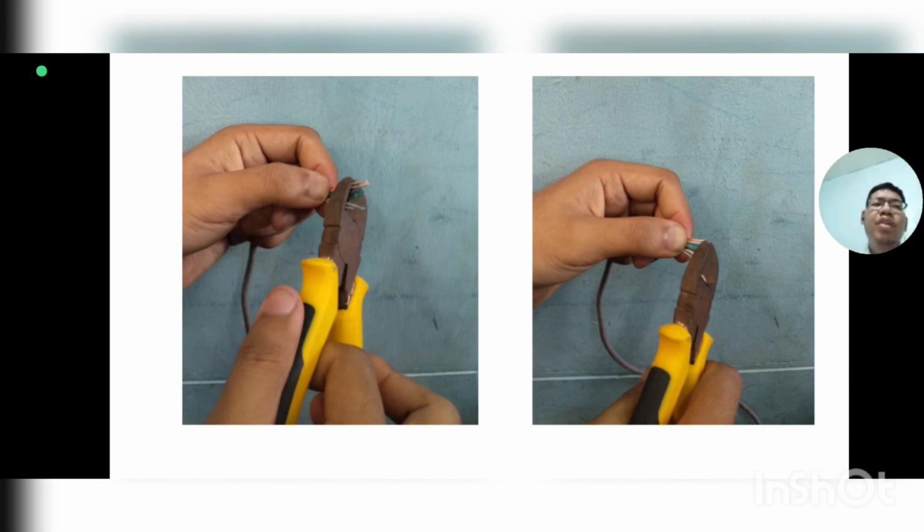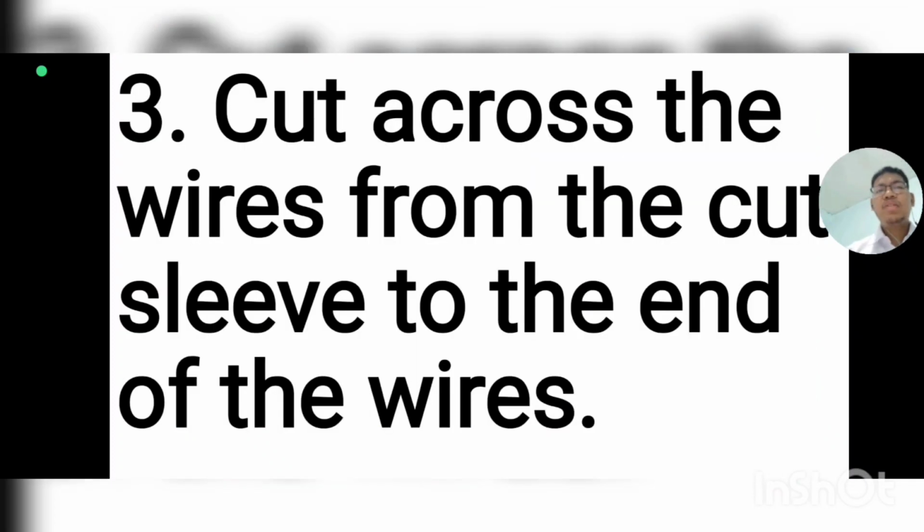Based on the picture, what do you think is our third step? Yes, Miko, you're raising your hand. Cut our cable. Okay, but you need to wear gloves. So don't follow that picture. You need to wear gloves. So cut the crossbar from the cut sleeve to the end of the wires. Do you have any question about that? None. So let's proceed to the fourth step.